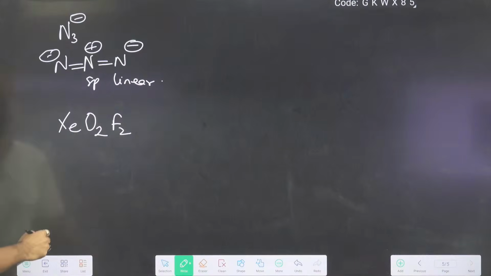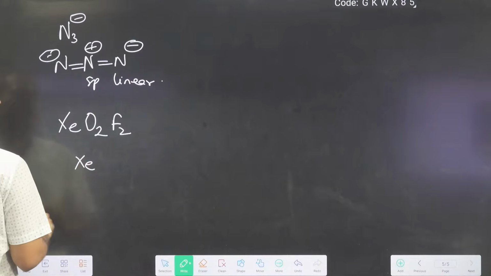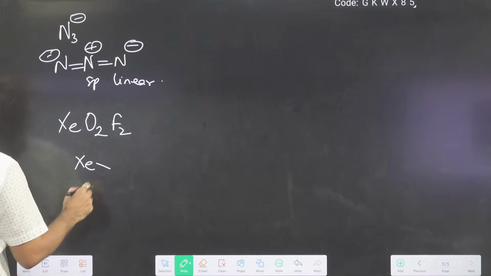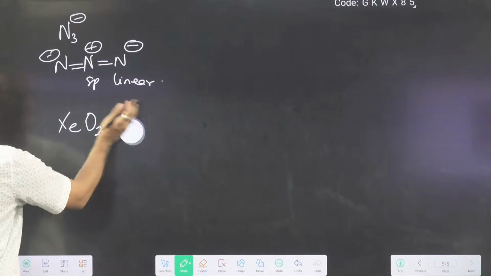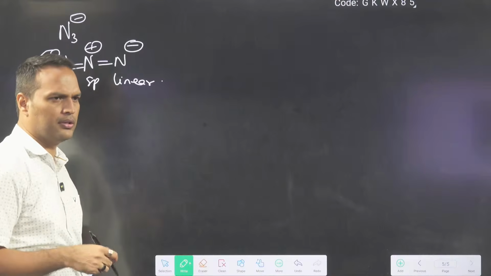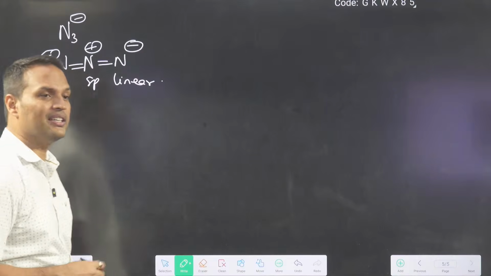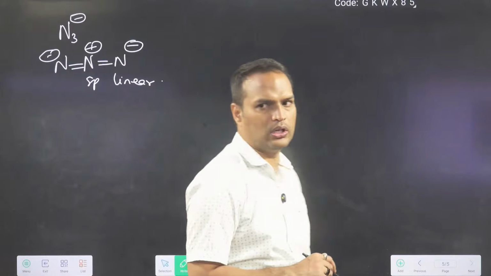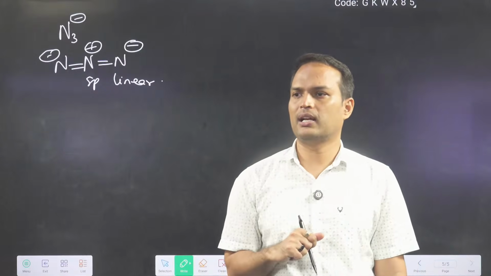This I have told in the next class, I think, na? Xenon is there. This I have told in the last class. You can try XeO3 and so on. I3 minus I have told you in the last class, total lone pairs on the central atom.